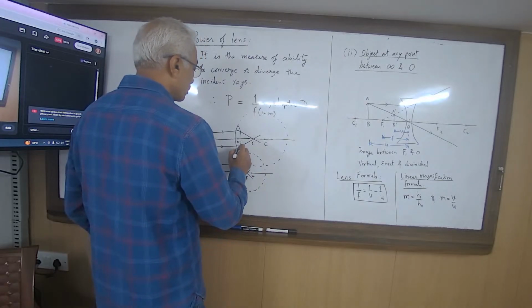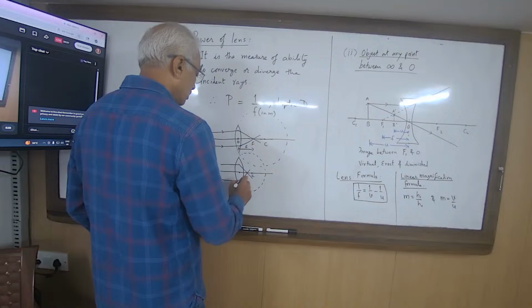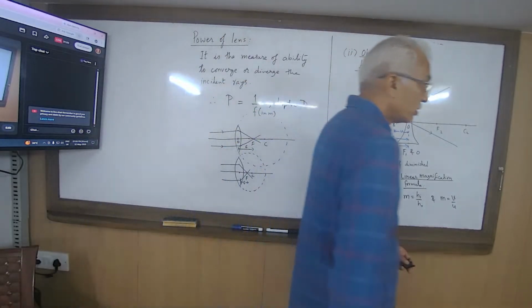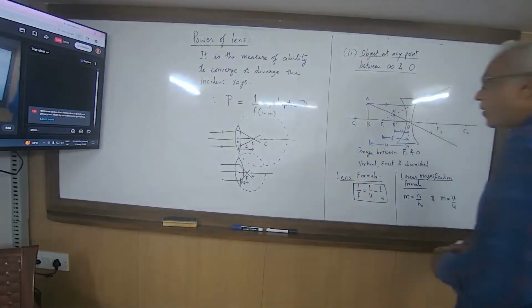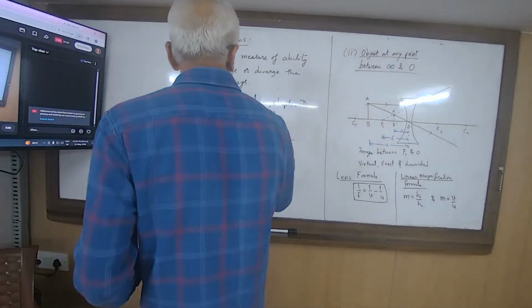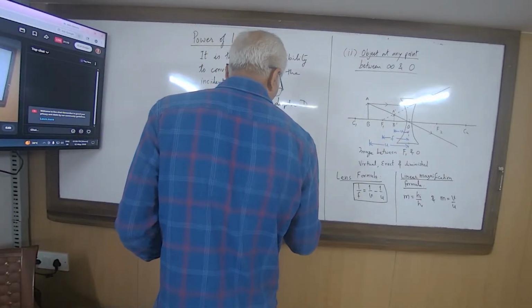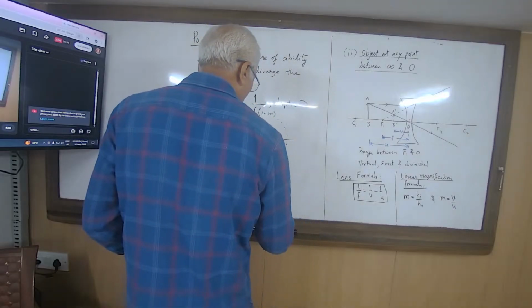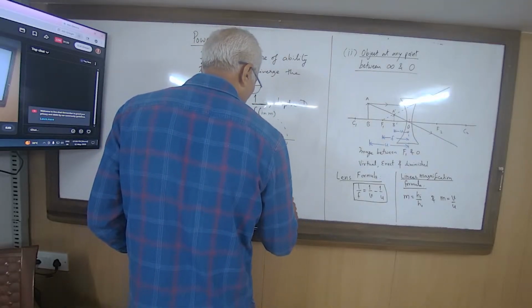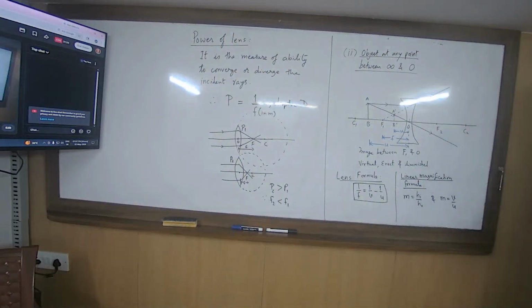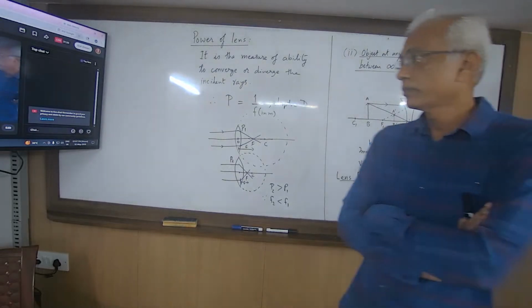Stop focus down there. Stop focus here. So short focal length will have more power. If I call this P1, this is P2. P2 is greater than P1, since F2 is less than F1. So always the thick lens would have more power.